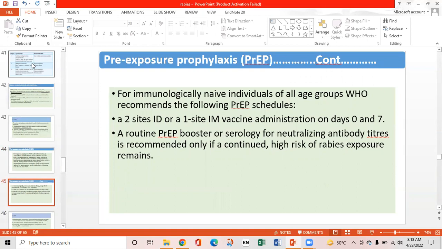For immunologically naive individuals of all age groups, WHO recommends the following pre-exposure prophylaxis schedule: 2 sites intradermal or 1 site intramuscular vaccine administered on day 0 and day 7. A routine pre-exposure prophylaxis booster or serology for neutralizing antibodies is needed only if continued high risk of rabies exposure remains.